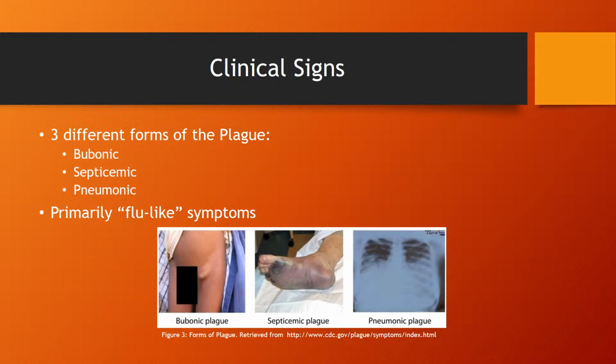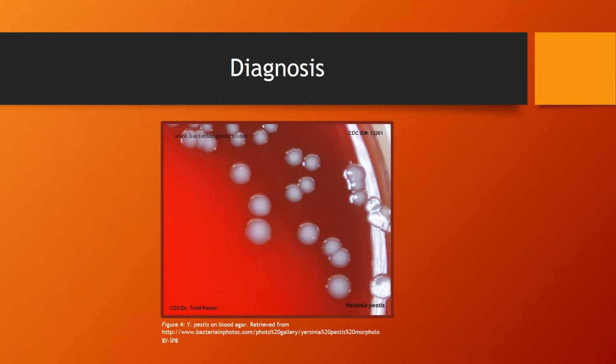This is the only way that it can occur, and it happens through infectious droplets that are exhaled or sneezed out by the infected individual. I have here that we present with flu-like symptoms, and this is just generally speaking for all different forms of the plague. So fever, malaise, lethargy, things such as this.